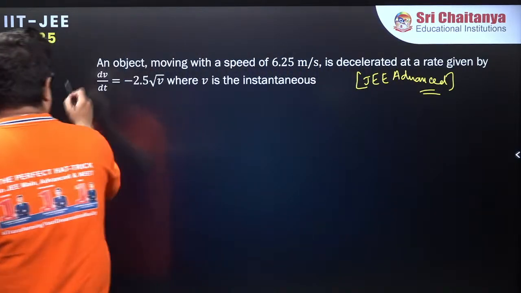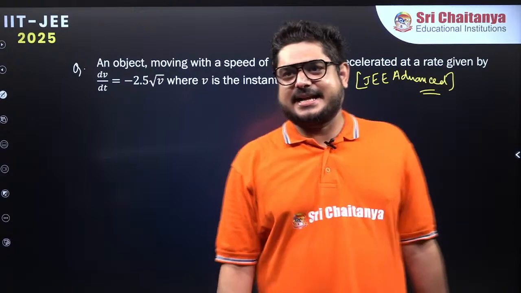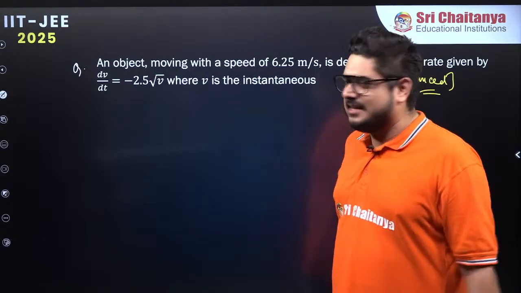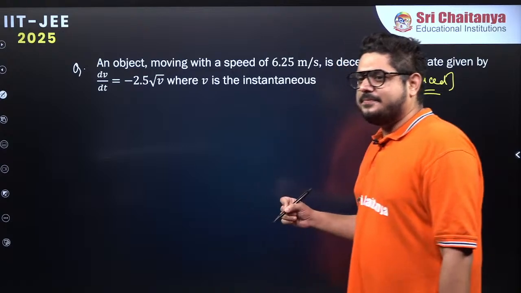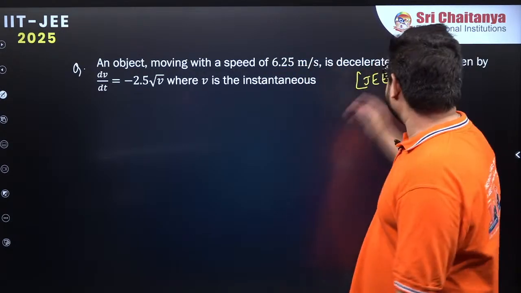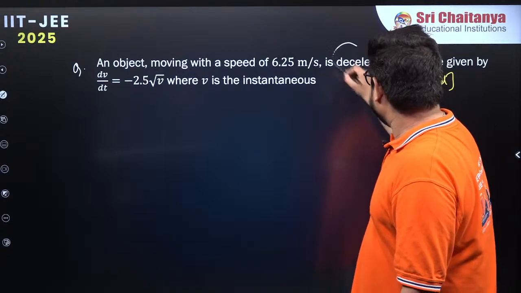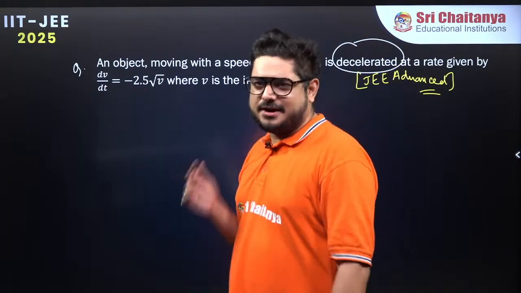An object moving with a speed of 6.25 meter per second. It was also asked in JEE Main in 2019 as well. So it's being given speed is 6.25 meter per second, is decelerated at a rate given by dv by dt is equal to minus of 2.5 root v.